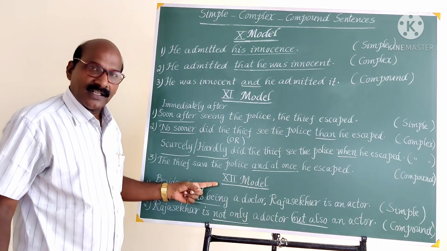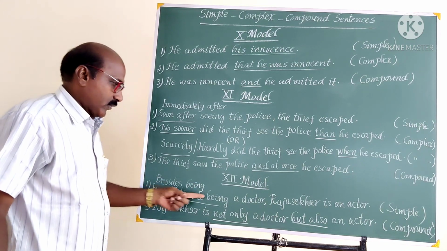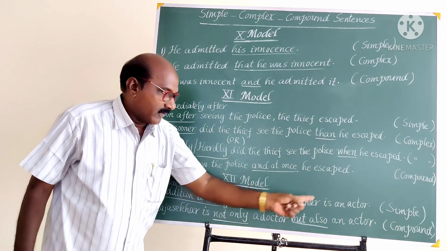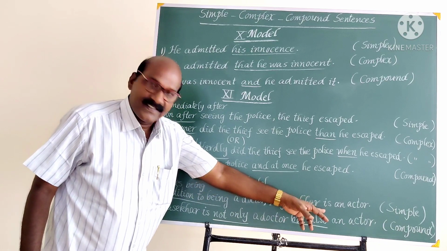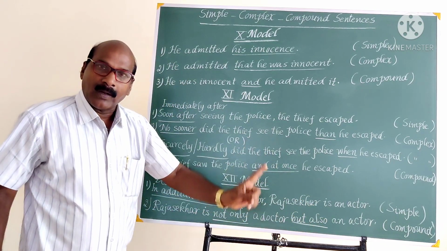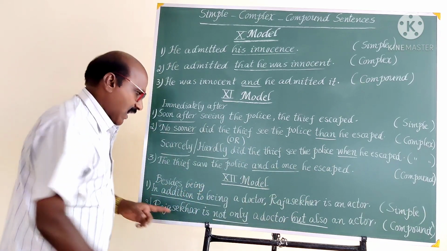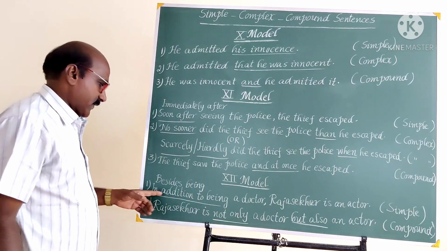And coming to the last model, that is the 12th model. In addition to being a doctor, Rajashekar is an actor. Rajashekar is, this is the only finite verb here, and that is the main clause, only one main clause, that is simple. And all this is a phrase. A phrase is a group of words.